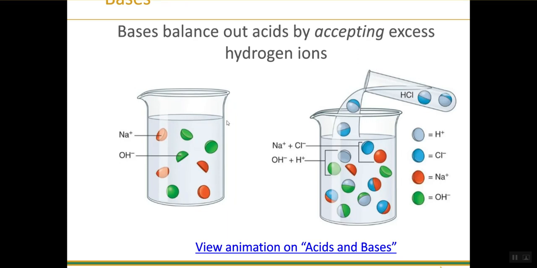Bases are substances that are more alkaline. They do not have as many hydrogen ions.